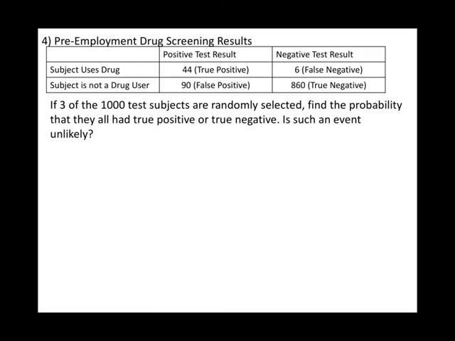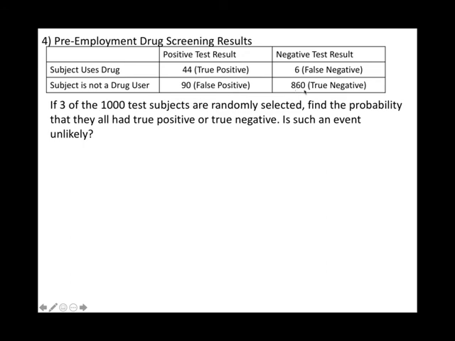So this is 2 questions, right? First, we need to find the probability that they all had true positive or true negative. Again, when you see or, you need to think about it. Is this event mutually exclusive or not mutually exclusive? True positive is going to be here. True negative is going to be here. So you could see they are disjoint. They don't have any intersection, meaning this is going to be mutually exclusive. Mutually exclusive means you just add up these two numbers.